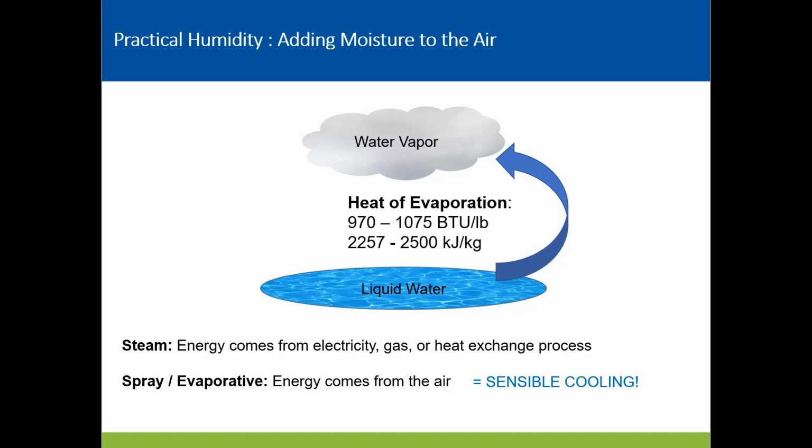If you're using a moisture addition device that either sprays or evaporates the water into the air, the same amount of energy is still required. But what's going to happen now is that you're going to take that energy directly from the air. And so the air itself is going to become cooler in addition to more humid. But no matter how we get there, there is a level of energy required.